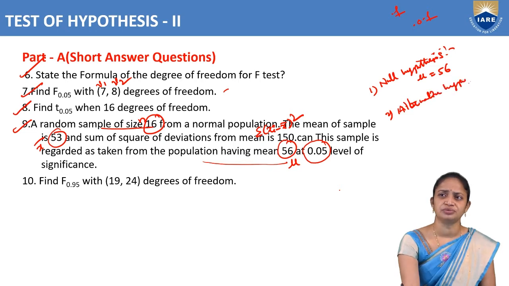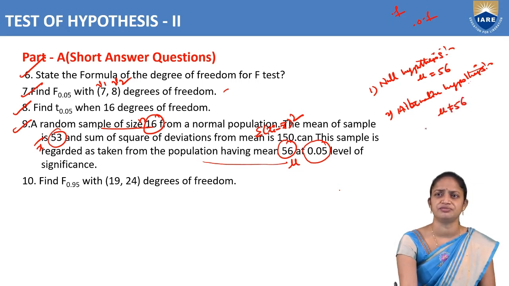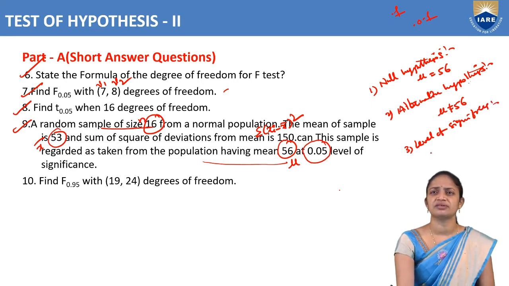The alternative hypothesis is mu not equal to 56. And the third step is the level of significance. Here we have to take the alpha value, that is t alpha at nu equal to n minus 1 degrees of freedom.